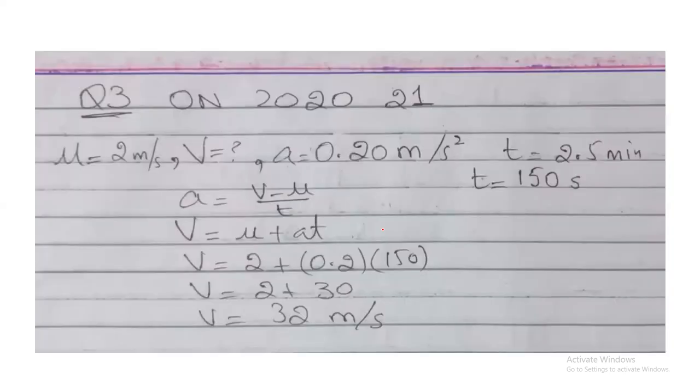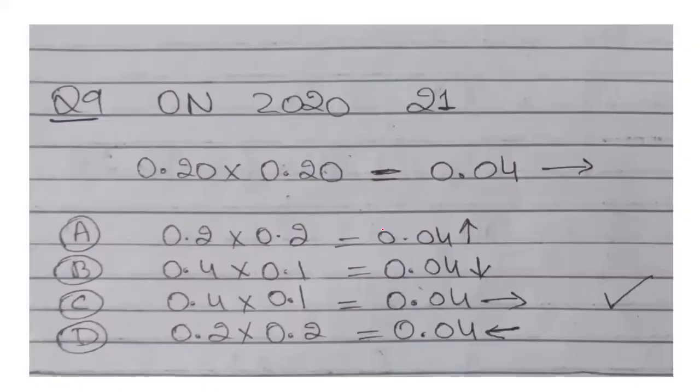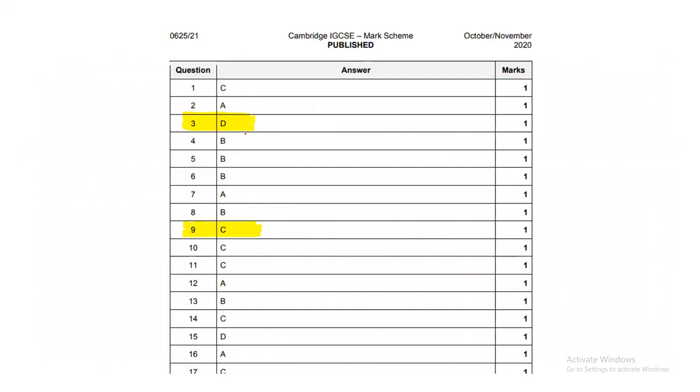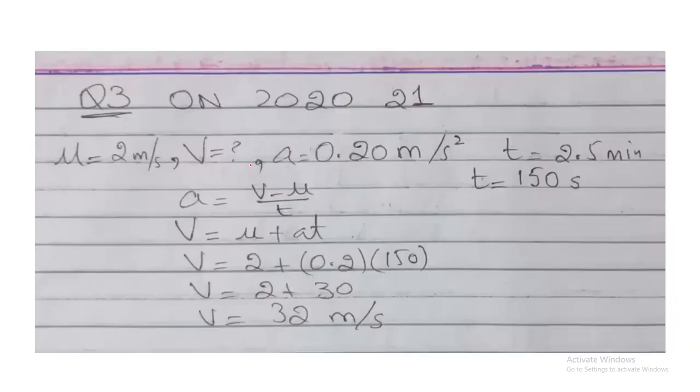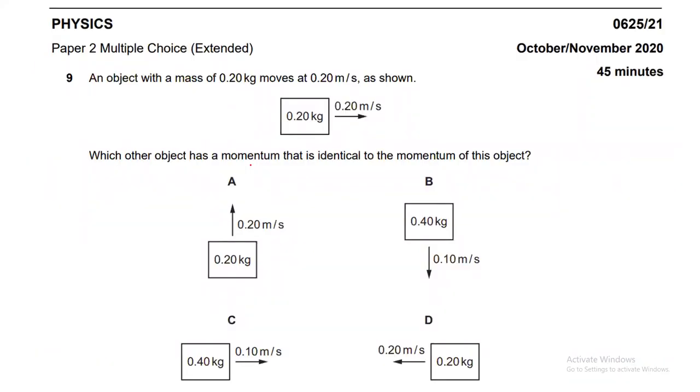Question number 3, D is the option. D is the right option, sir. October, November 2022, paper one, question number 9.